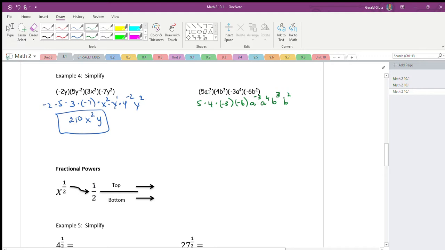So I used all these terms in here. So now I'm going to multiply from left to right. So 5 times 4 is 20. 20 times -3 is -60. -60 times -6 would be 360. a to the -3 times a to the 4. If I add these two exponents, I get 1. So a to the 1 or just a. And then b to the 3 times b to the 2 would be b to the 5th. So 360 ab to the 5th.